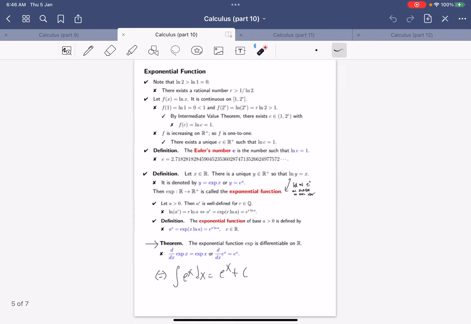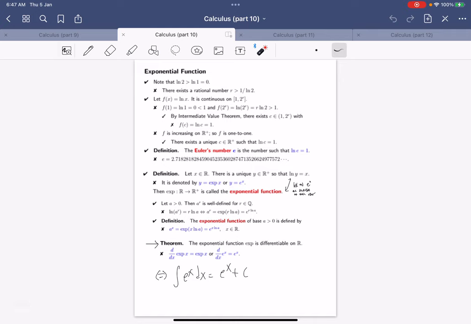And because it's increasing and it's 1 to 1, there will exist a unique point on the graph such that ln c equals 1. And this c will now be known as Euler's number e. Why do we care about the 1? It's because when we take a function and run it through its inverse, it will result in the identity map. And so that's why 1 is like the identity.